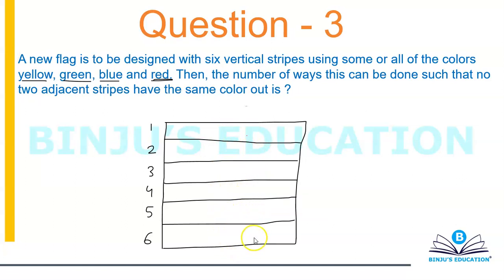So let's start with stripe number 1. For the first one, I don't have to be concerned because it's the first stripe, so I can simply do it in 4 ways. Or you can call it 4C1. You can choose any of the 4 colors, it's completely up to you. Now, when you come to the second stripe, let's suppose if you have used red, then in the second stripe you can't use red, right? You can't use red.